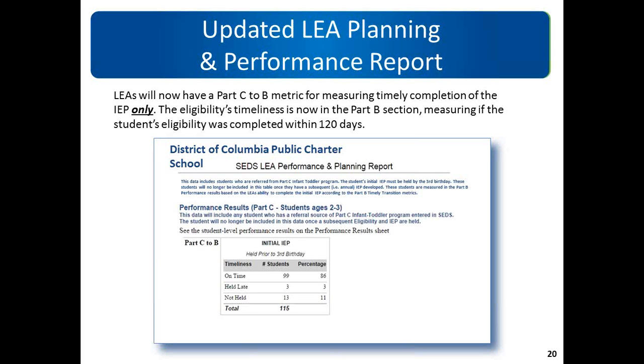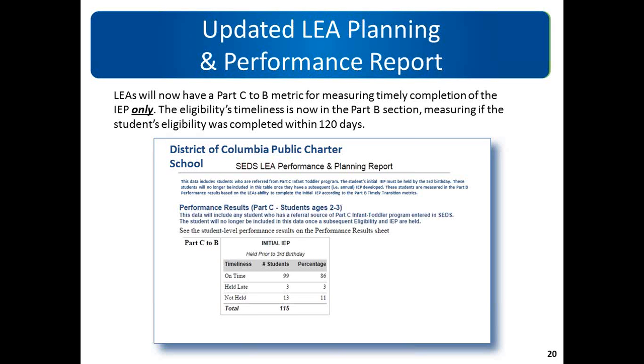So if you do not serve young children in your LEA, then this might not be applicable to you. At the very top of the report, usually you would see two different metrics. You'd see a metric showing whether or not the eligibility was done on time for a Part C to B transition and whether or not an initial IEP was held prior to the 3rd birthday. And so moving forward, you're only going to see one metric. You're only going to see the IEP metric for the C to B transition.